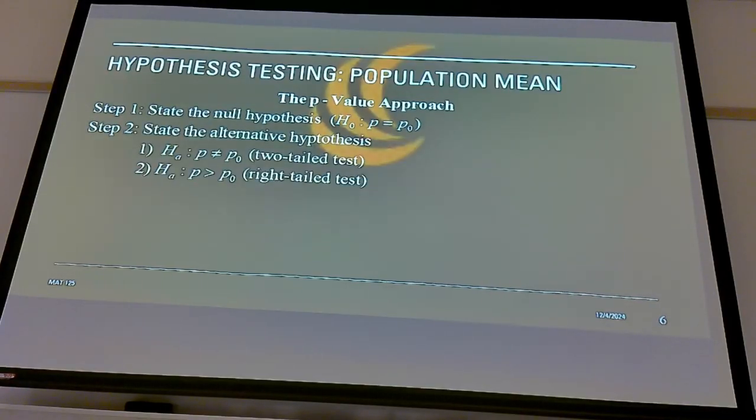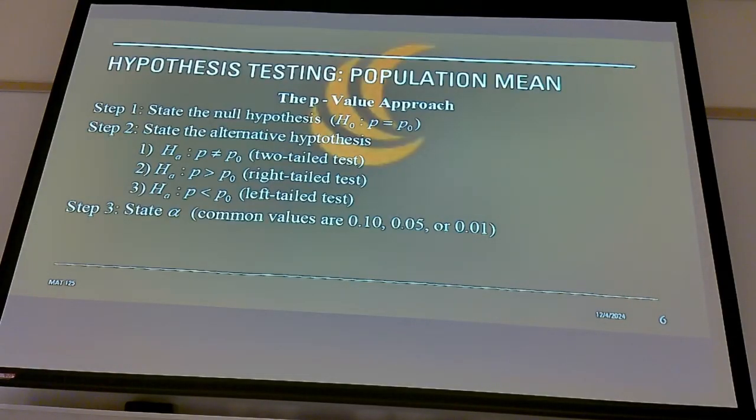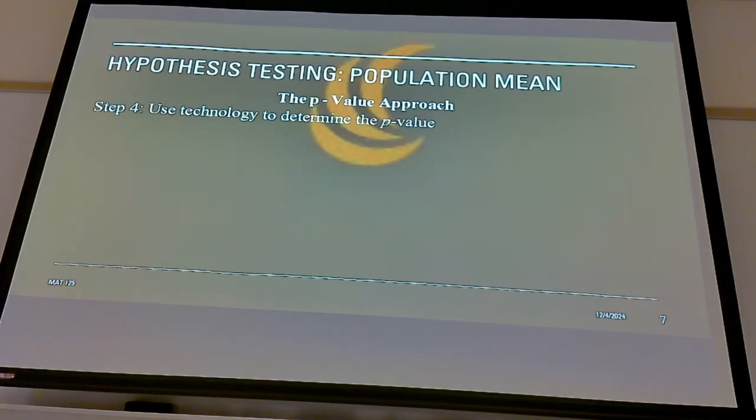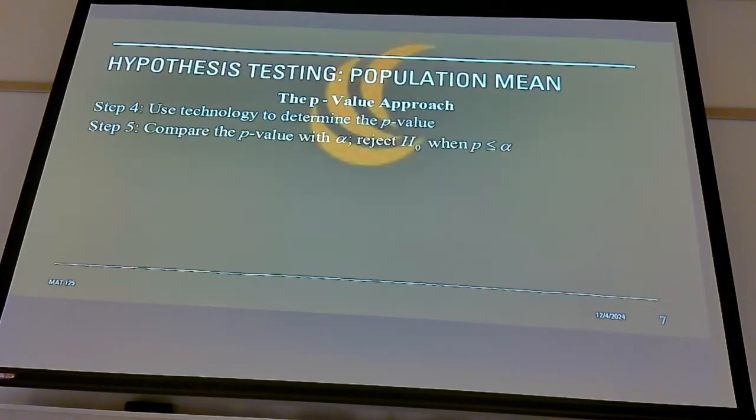State your null, state your alternative. You have three options: two-tailed, right-tailed, left-tailed. State your significance level. Determine your p-value, either from technology, which is the easiest, or reading the chart. I'll actually show you how to read the chart. Get the p-value from that. It's not difficult. We've done it before. Compare this p-value with alpha. Reject the null when p is less than or equal to alpha. And then state your conclusion.